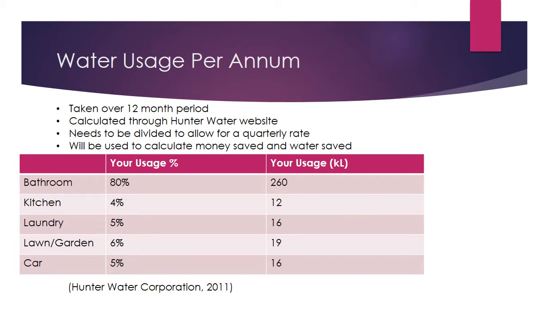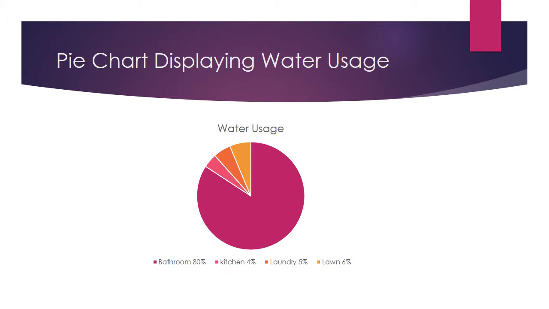Moving on, this table demonstrates the results of water usage in my home, which is occupied by 5 people. After answering questions regarding where water was being used in the house and for how long, the Hunter Water website calculated my water usage over a 12-month period. As with the previous slide, these yearly calculations will need to be divided to allow for a quarterly rate and will be used to calculate money saved and water saved over a 4-month period.